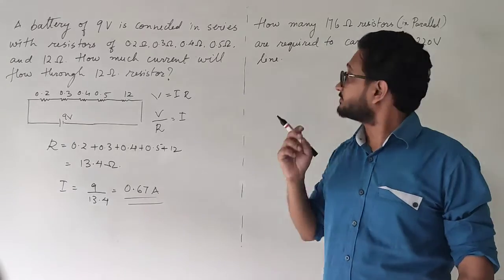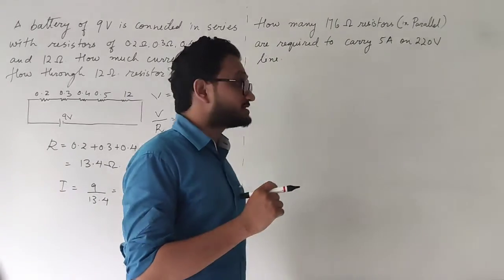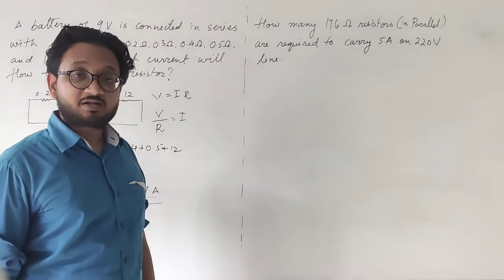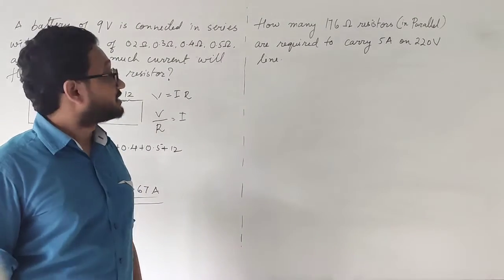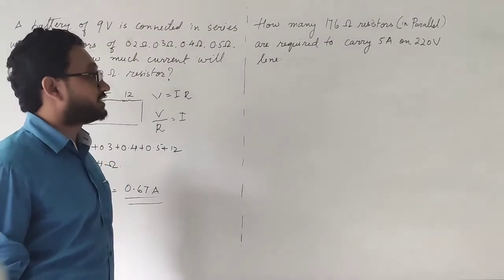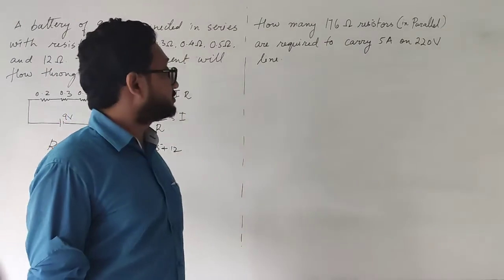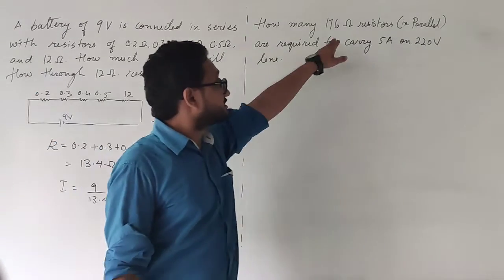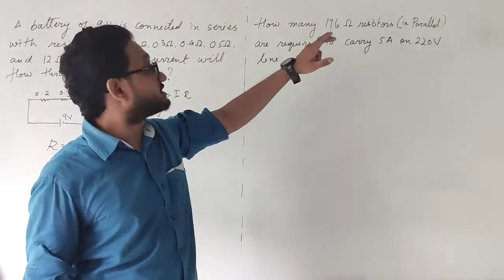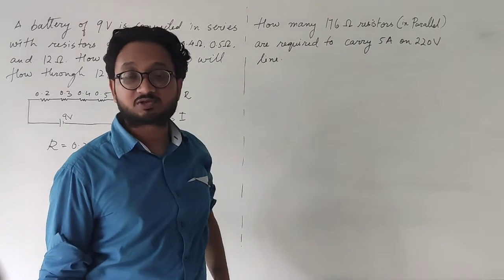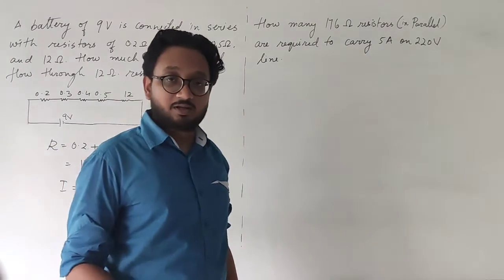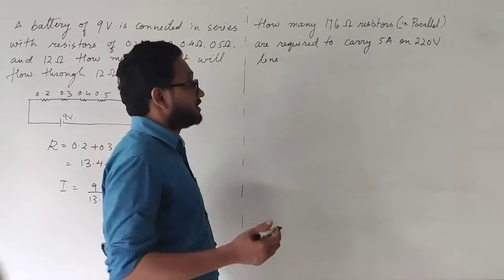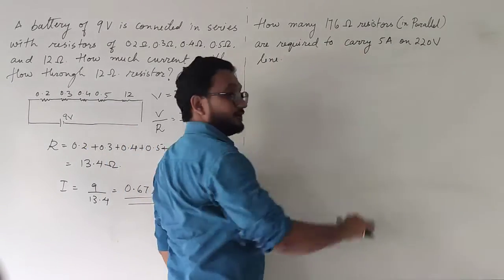Understood? Now the next question over here is a little bit complicated. It is said: how many 176 ohm resistors in parallel are required to carry 5 amperes on 220 volts? So they are saying how many resistors will be required, and each resistor is 176 ohms. So they all are equal, but how many of them will be required? First of all we need to know what is the total resistance of the circuit.